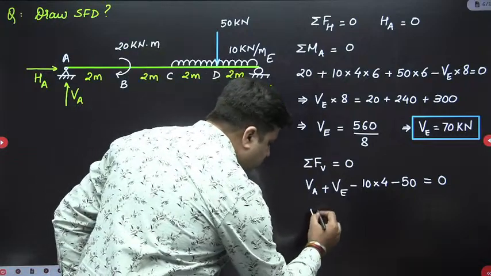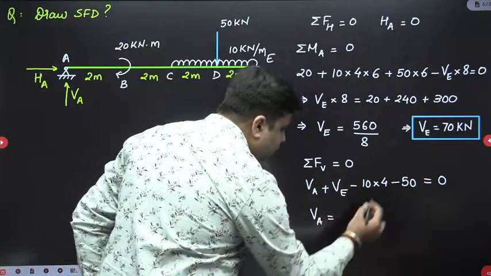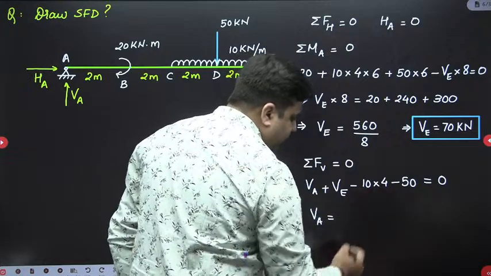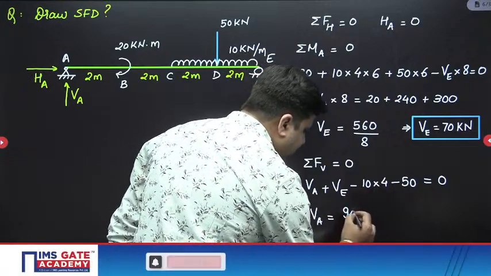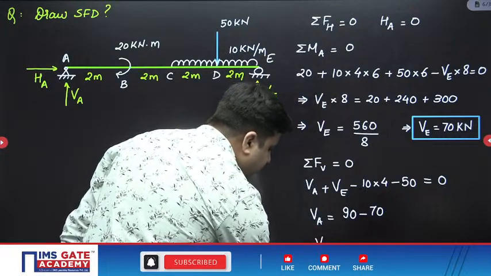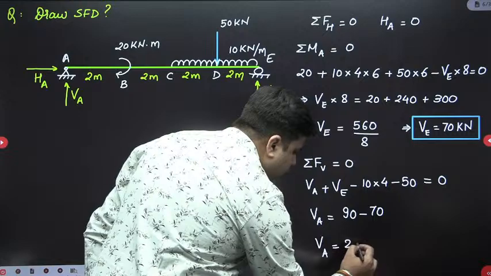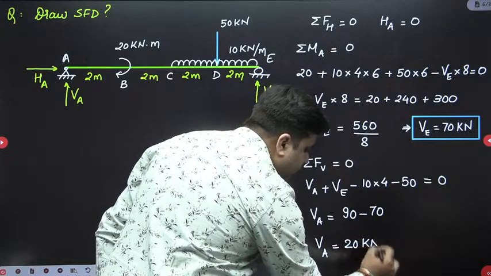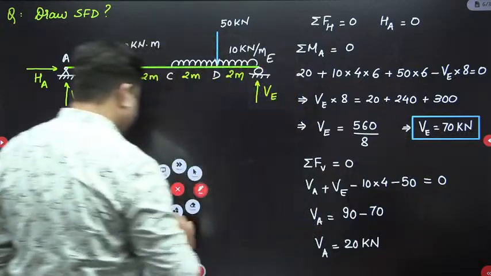VA will be equal to, so this will be 40 and this will be 50. So 90. 90 minus 70 will be 20 kilonewton. Directly, even without using your calculator.